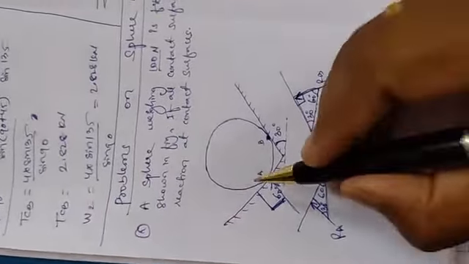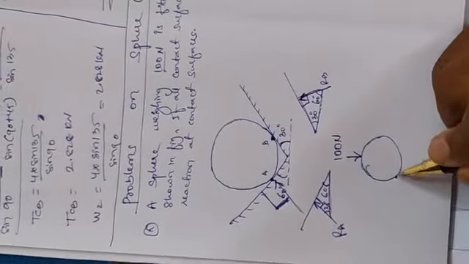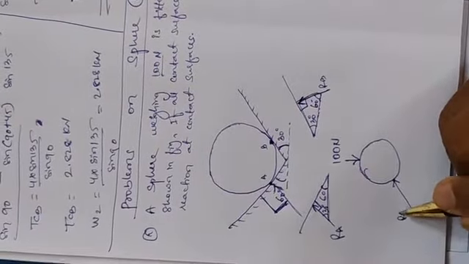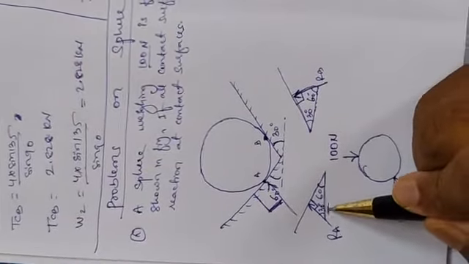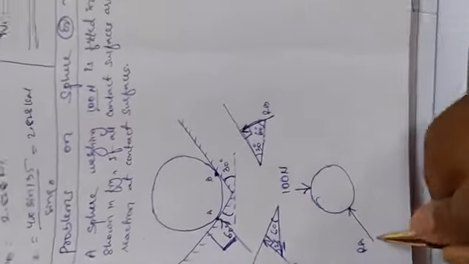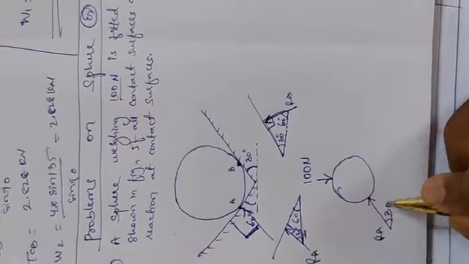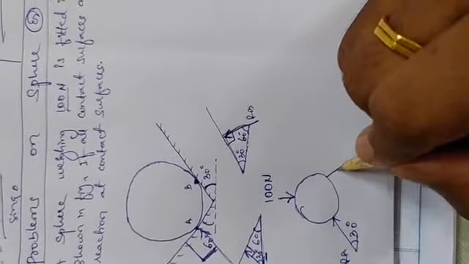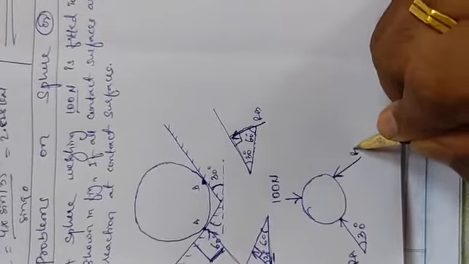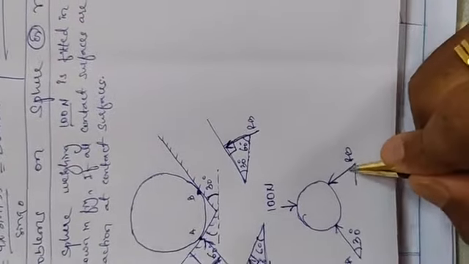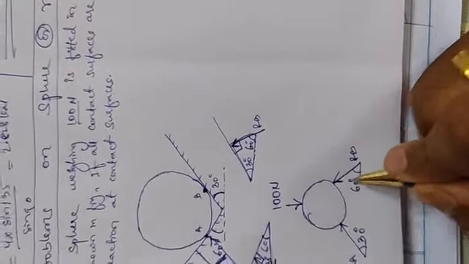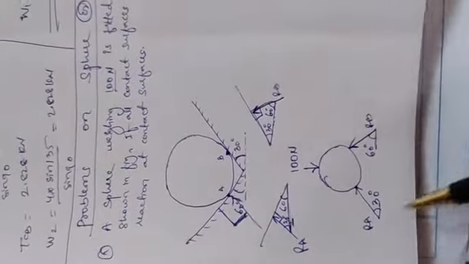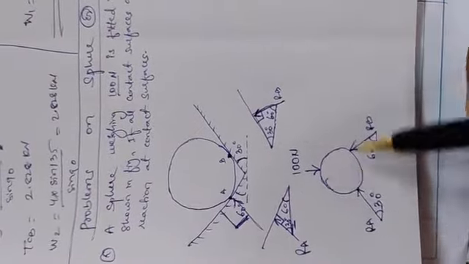Okay, fine. Then we have this contact point A. At this point A, we have a reaction which is RA. What is the angle made by RA? It is 30 degree with respect to X. So this angle will be 30 degree with respect to X. Now similarly, at B we have one more reaction which is RB, and the angle made by RB is 60 degree with respect to X. So totally we have three forces acting on this sphere.